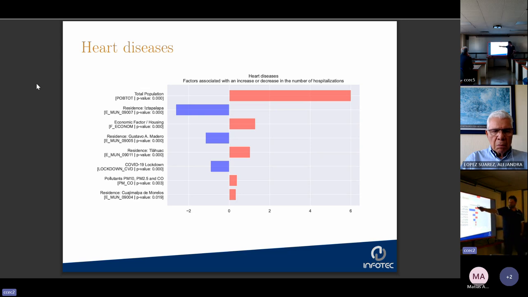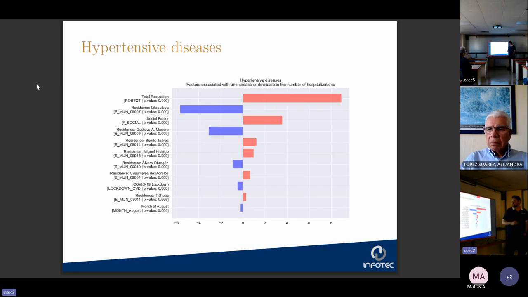Because of that, we are including the municipalities in order to know if some municipality is having a different effect than expected, and also to avoid that affecting the model. But yeah, it can also be interesting to know why this municipality has a different effect. For example, Cuajimalpa and Morelos have an increased number than expected in this disease. In this case, again, Iztapalapa for hypertensive disease has a lower number than expected. Gustavo Madero, the same. And only Miguel Hidalgo and Benito Juarez have an increased number of expected cases.